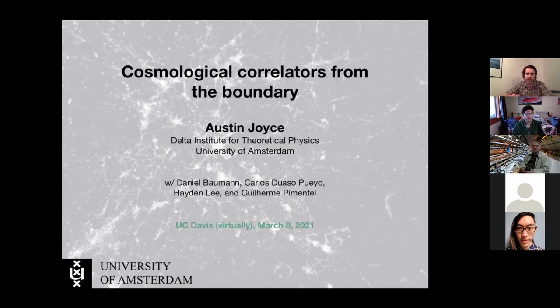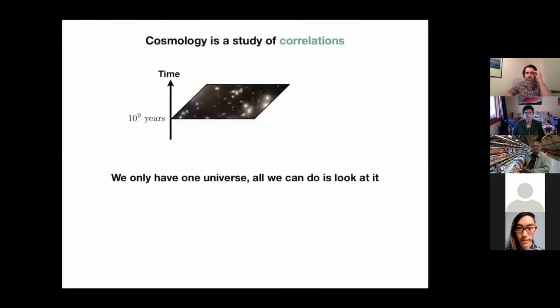So what I'm going to tell you about today is a little bit of work that we did recently with a great group of collaborators, thinking about how to construct cosmological correlation functions from a boundary point of view. And just to put us all on the same page, let me remind you that cosmology is fundamentally a study of correlations. After all, we only have one universe. We can't make more of them in a lab and run experiments on them. All we can do is go out and look at the things distributed around us in the universe.